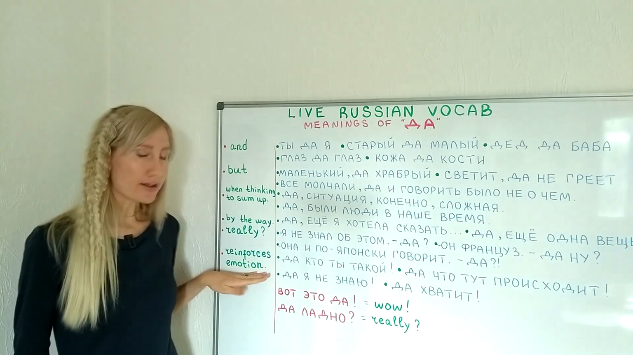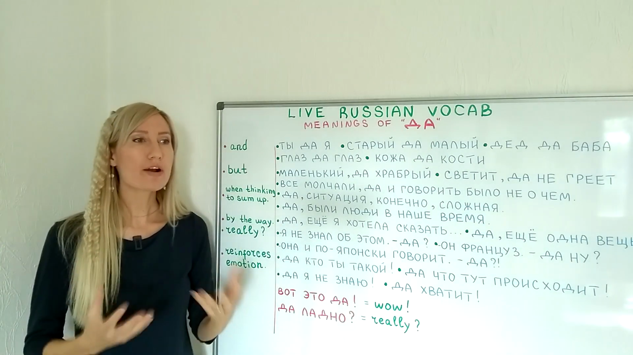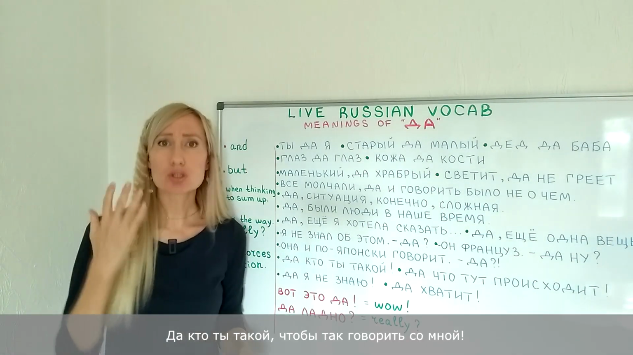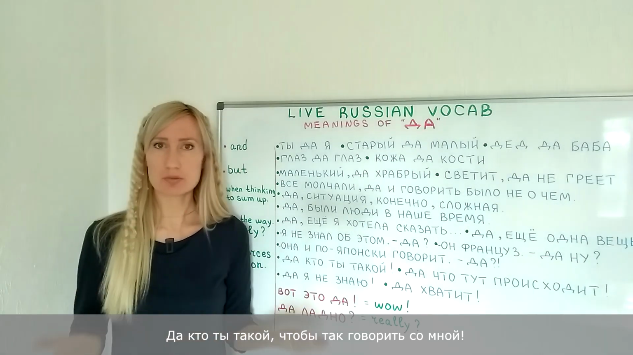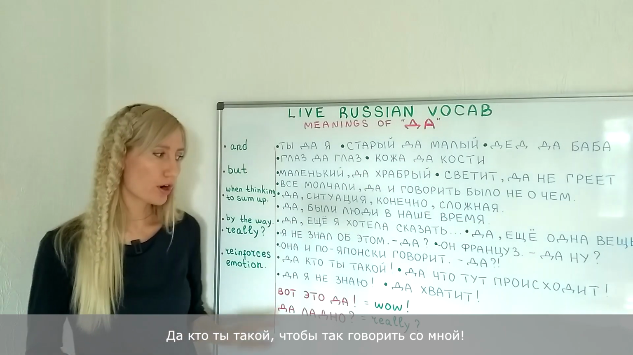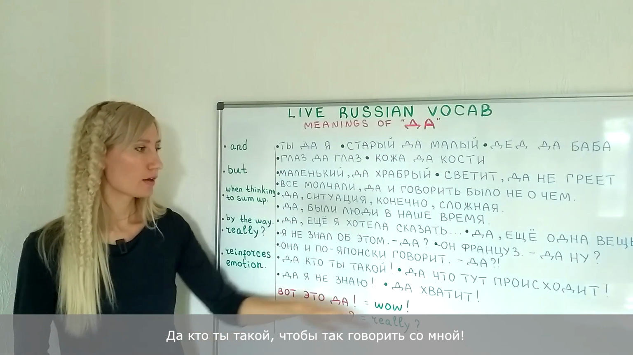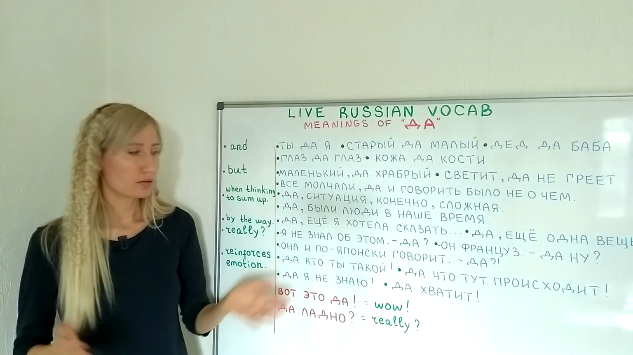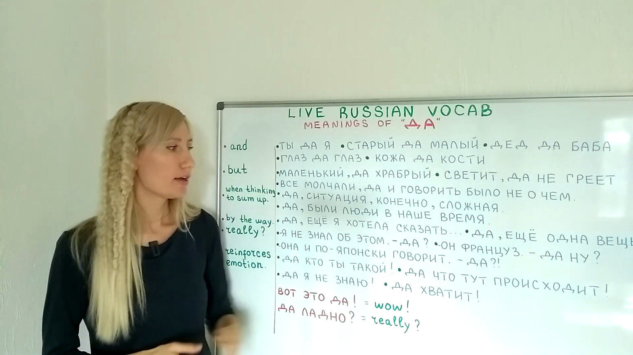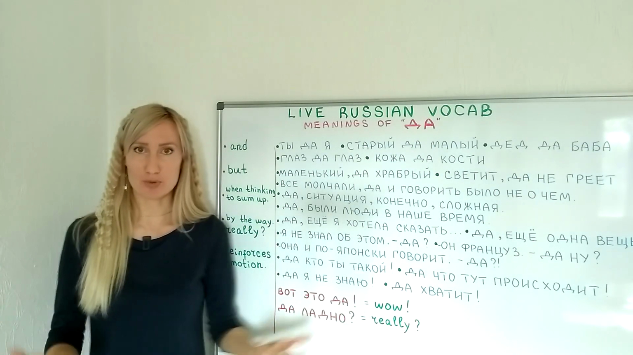And the last meaning I wanted to cover is reinforcement of a sentence or adding some emotion. You will see it right here in the examples. Да кто ты такой? Who are you to talk to me like this? Да кто ты такой, чтобы так говорить со мной? Who are you to talk to me this way? Yeah, like, let's say in some rude manner. Да что тут происходит? Да что тут творится? What's happening here? Что тут происходит?